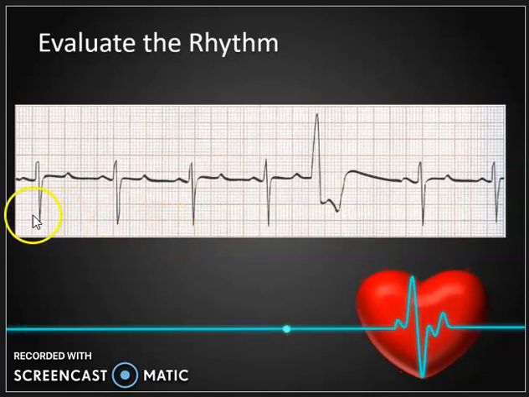Alright, let's look here. We've got a regular rhythm, with the exception of this right here. Rate appears to be normal. We've got our P waves before every QRS. PR intervals normal. QRS normal. T waves are okay. And here's our ectopic beat. That's a PVC.